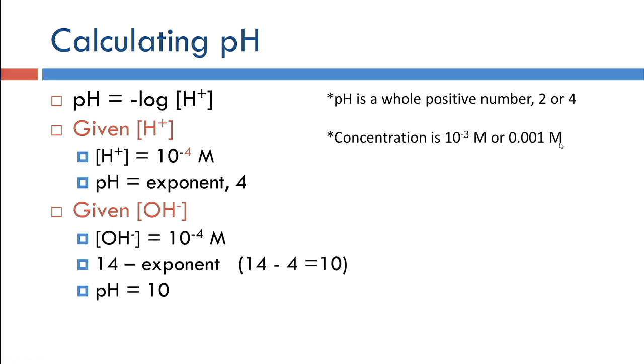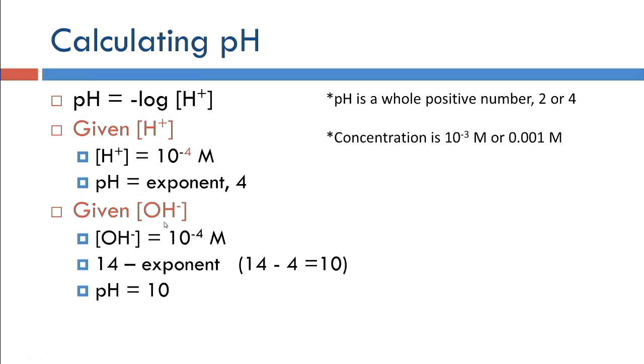So in the problem, if they give you the hydrogen ion concentration, and they say you have a hydrogen ion concentration of 10 to the negative 4 molar, what is the pH? It's just the exponent, 4. It's that easy. Remember, it's the negative log, so that's how you get rid of that negative.